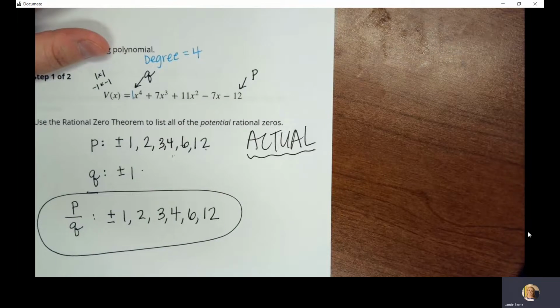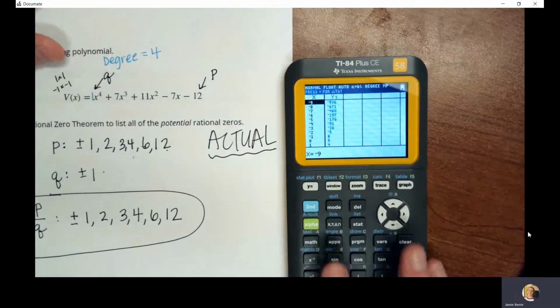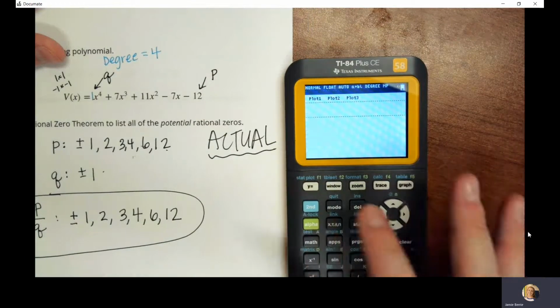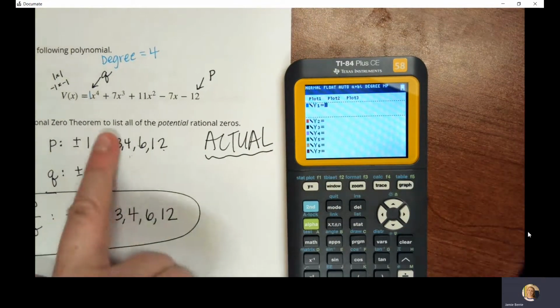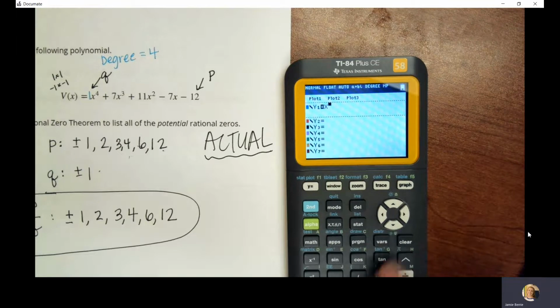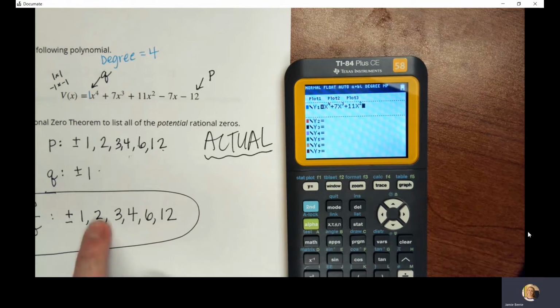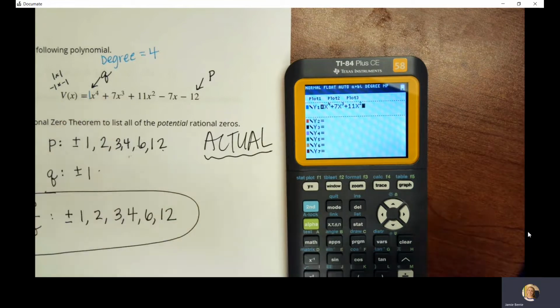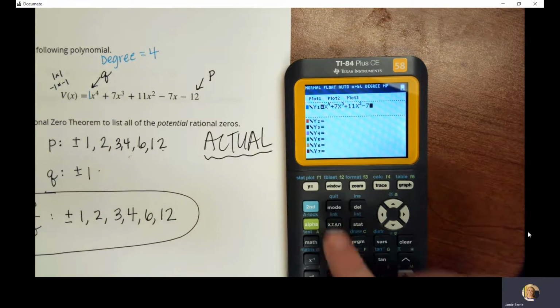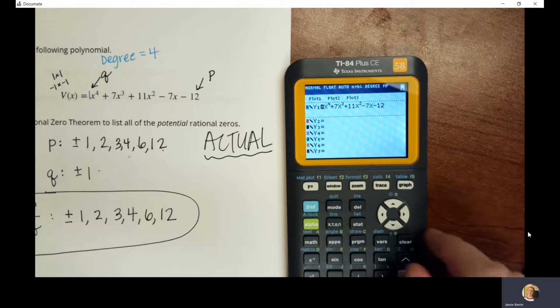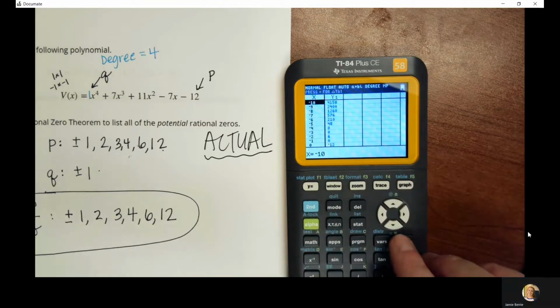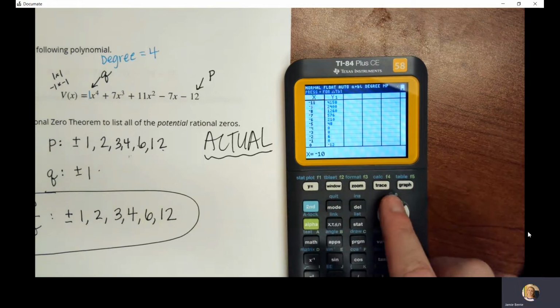All right, so go to your calculator, clear out anything you got in there, in your y equals screen, I mean. Type in your polynomial, x to the fourth plus 7x cubed. You can do this without a graphing calculator. It just would take you way longer because you would have to plug in each one of these into v of x. So you'd have to plug in 1 for x, plug in negative 1 for x. It'll just take you forever. Minus 7x minus 12. All right, so then go to your table. Second graph takes you to the table.